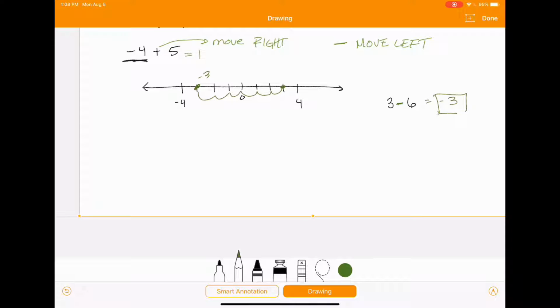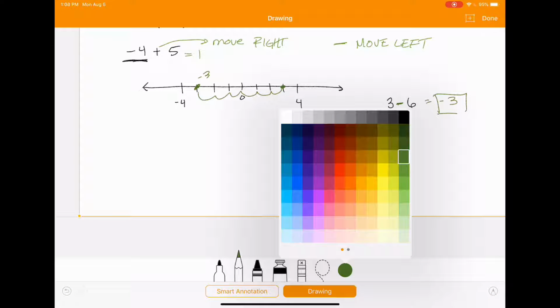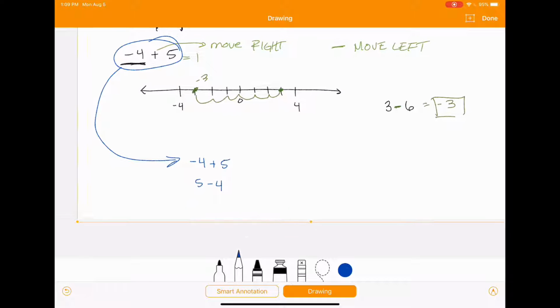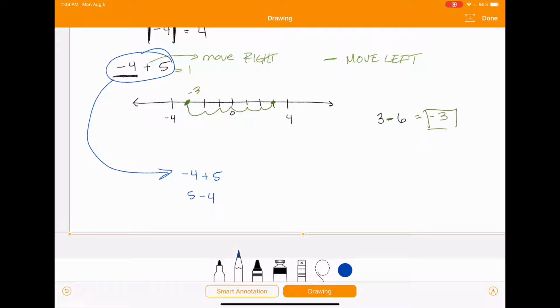Now, another thing that you can do with adding and subtracting, if we take a look at this example here, we can go ahead and reorder these. So -4 plus 5 is going to be the same as 5 minus 4. So you group these up, so -4 and +5, and then you can just switch places with them. And so 5 minus 4 is equal to 1.